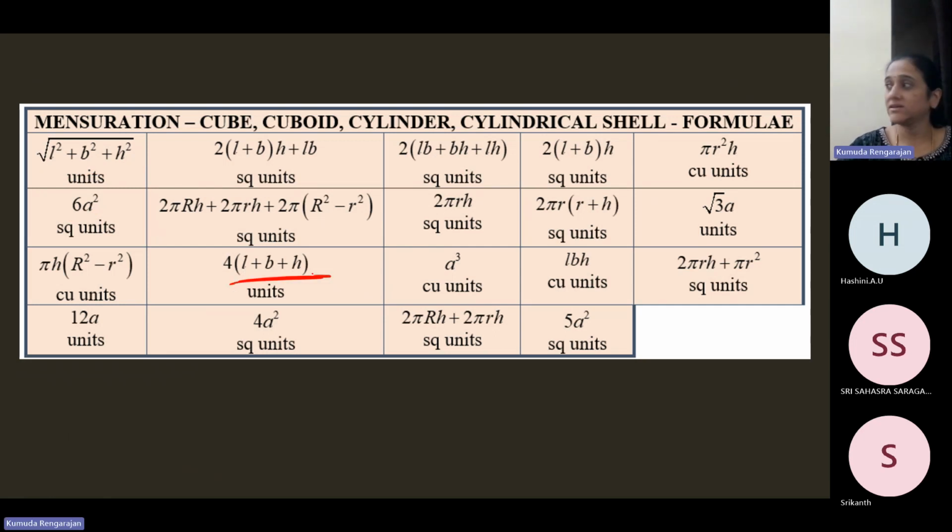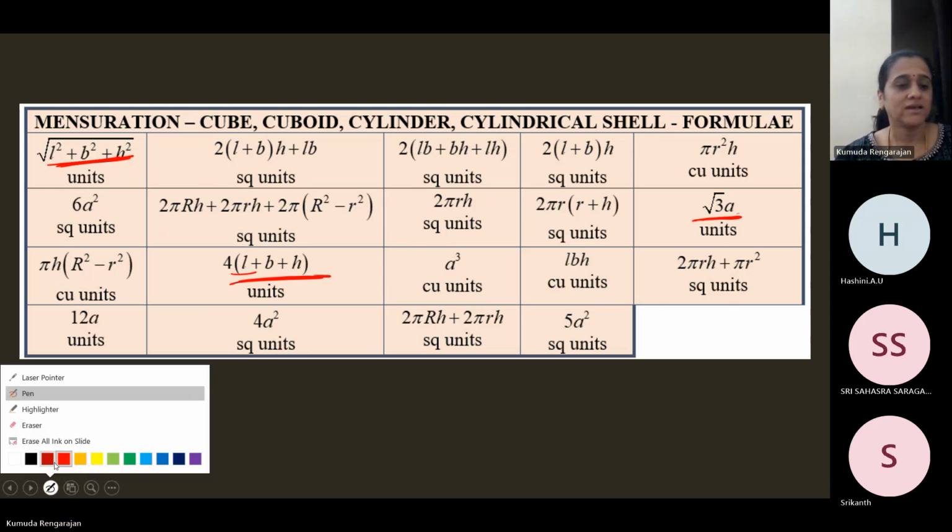So what is this? Length of all the edges of a cuboid. What is this? Of a cube, not cuboid. Then this one: length of the diagonal of a cuboid.